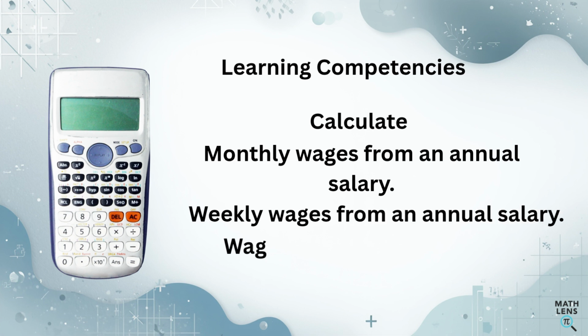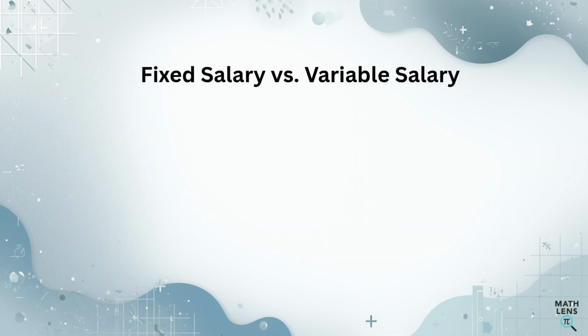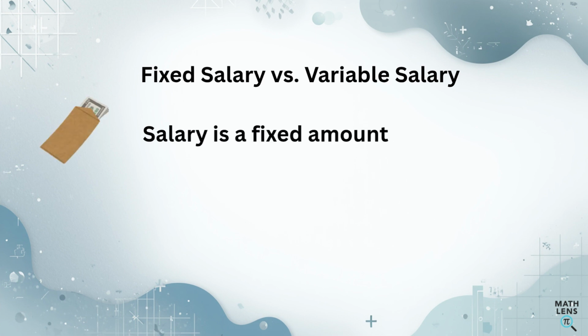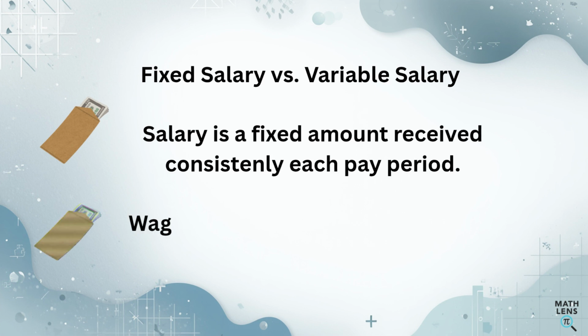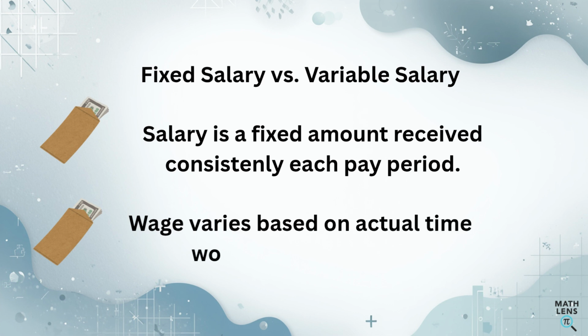Hourly rate. Discover how to calculate wages based on hourly rates, relevant for many jobs. When comparing fixed salary versus variable salary, it's important to grasp their key differences. Fixed salary: a stable, predetermined amount received each pay period consistently, providing predictability for employees. Variable salary fluctuates based on actual hours or days worked, leading to varying pay each period. Understanding these distinctions is crucial for job roles.